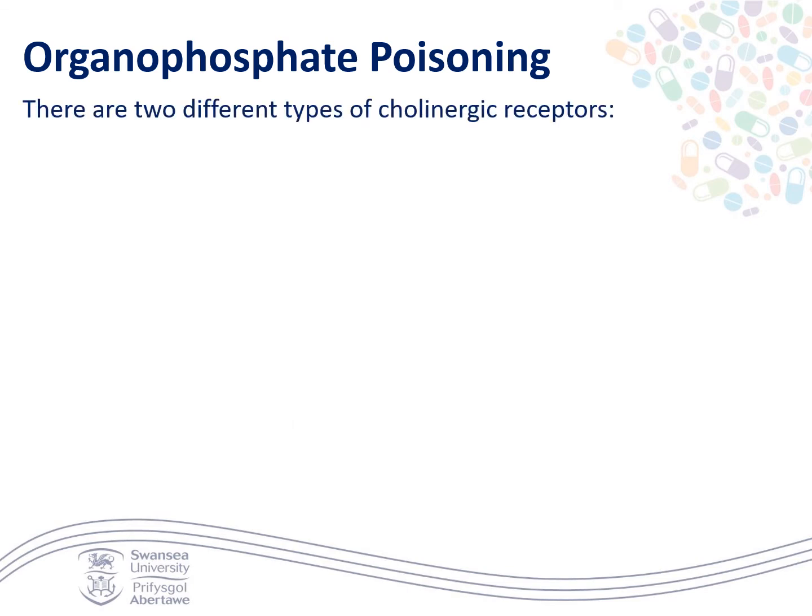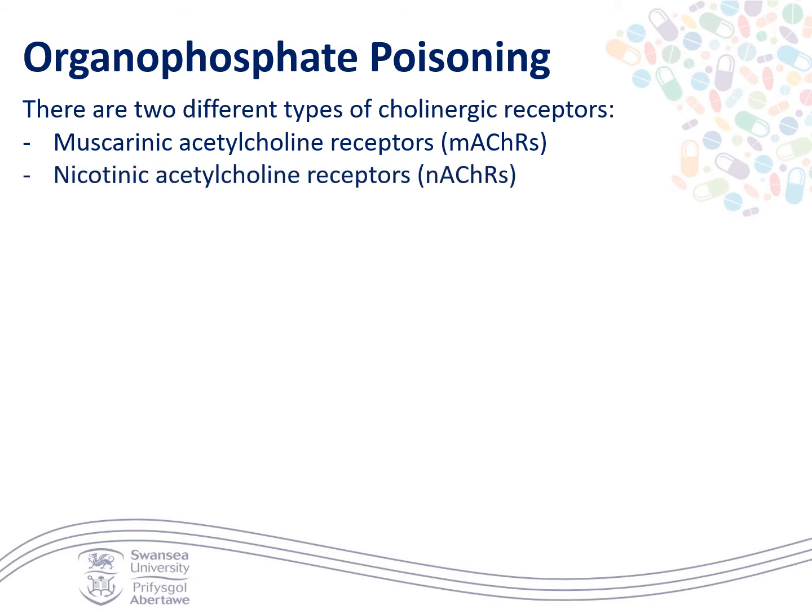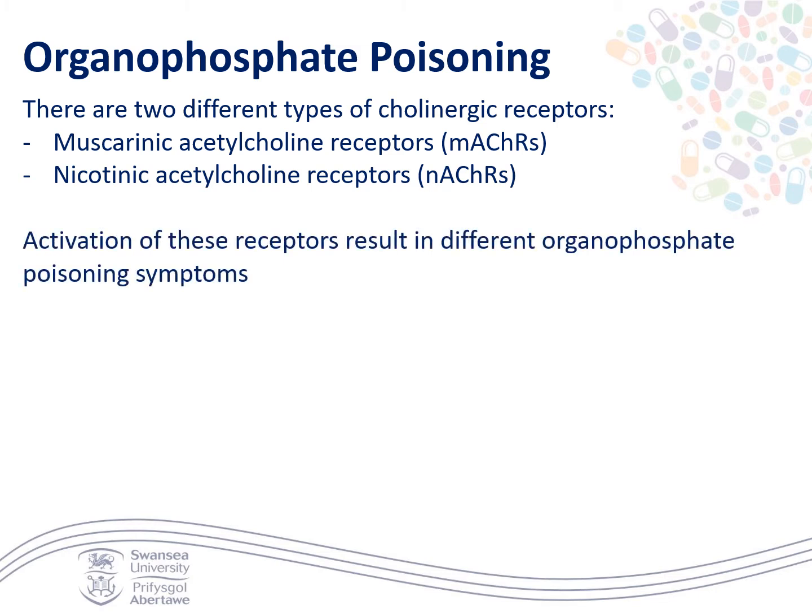Importantly, there are two different types of acetylcholine receptors, or cholinergic receptors. We have the muscarinic acetylcholine receptor and the nicotinic acetylcholine receptor. Activation of these receptors results in different organophosphate poisoning symptoms. But both of these, importantly, are activated by acetylcholine and so are regulated by the breakdown of acetylcholine by acetylcholinesterase, that enzyme which essentially switches off the nerve signal.